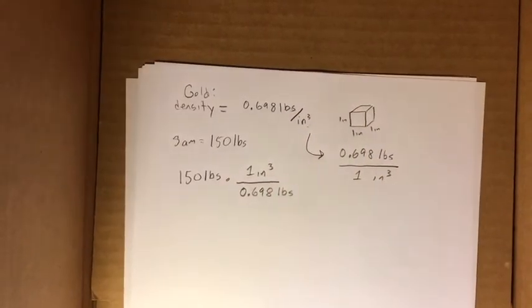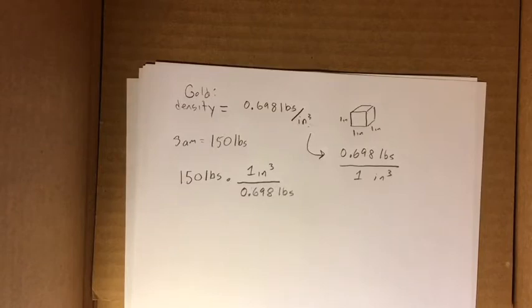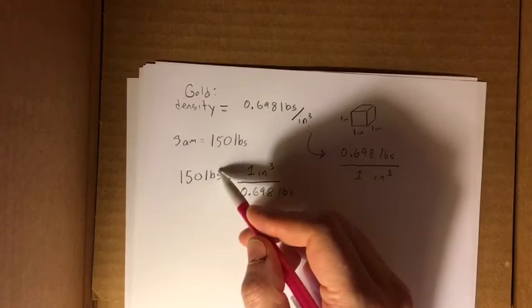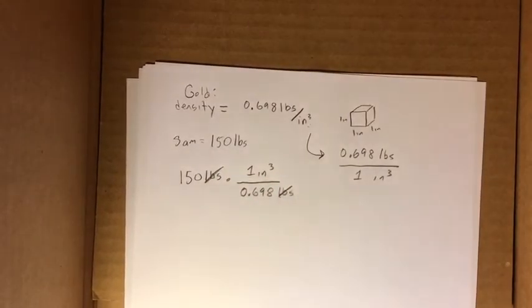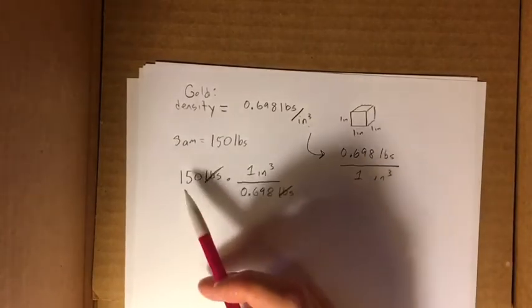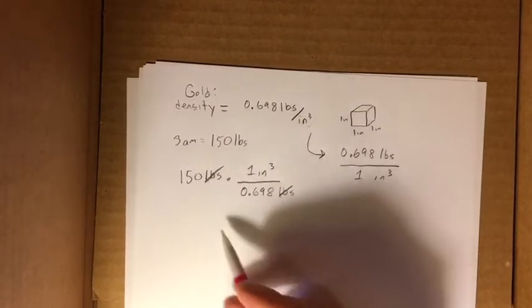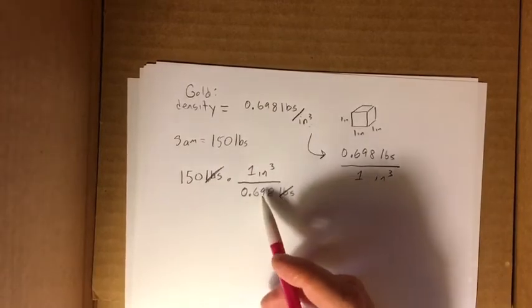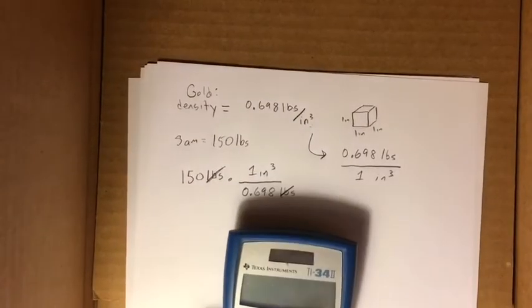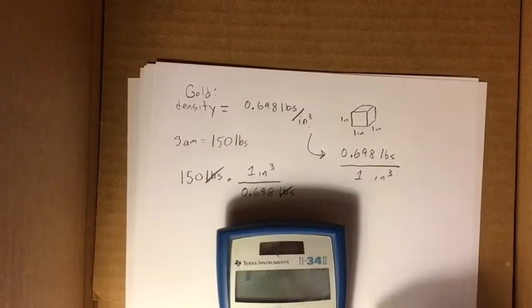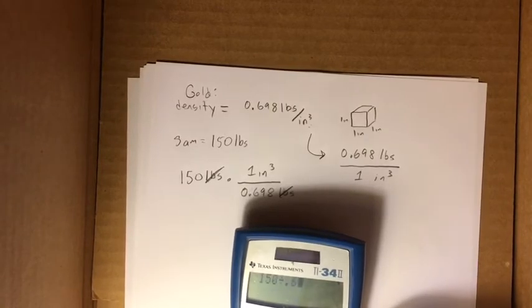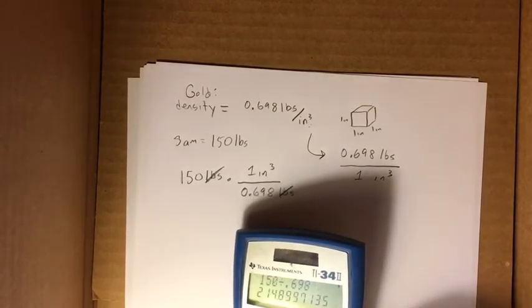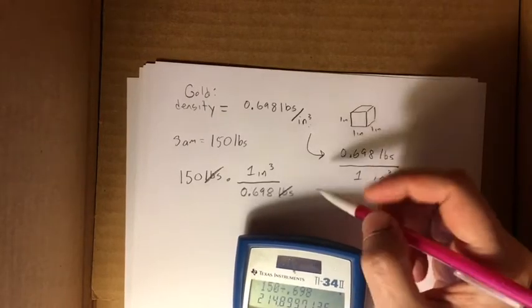Okay, so in this case, if we're trying to figure out how many cubic inches there are in 150 pounds, we're going to flip this, because if we do pounds divided by pounds, those cancel out. And so we're going to multiply by this fraction, which is really the same as just doing 150 divided by 0.698. So let's do that really quick. All right, hopefully you can see this. 150 divided by 0.698. Okay, and you get 214.